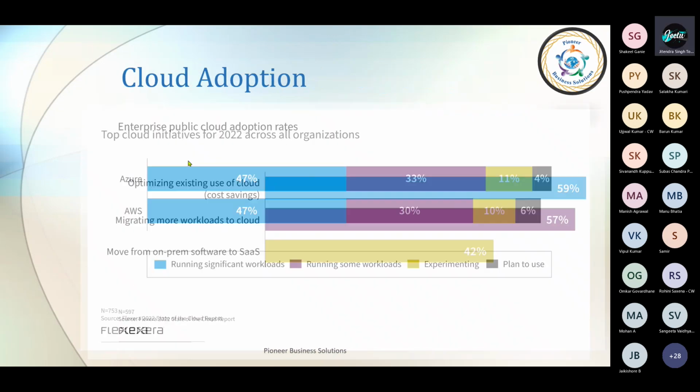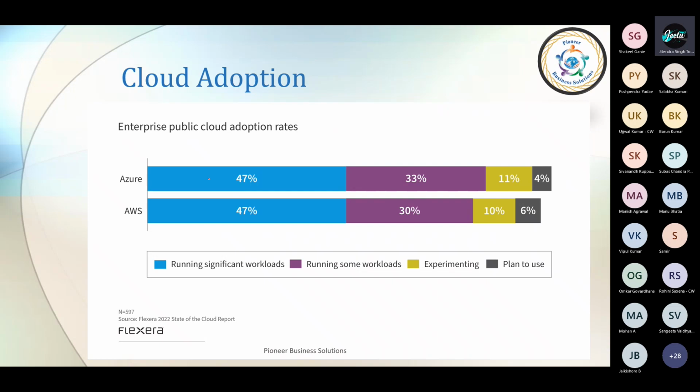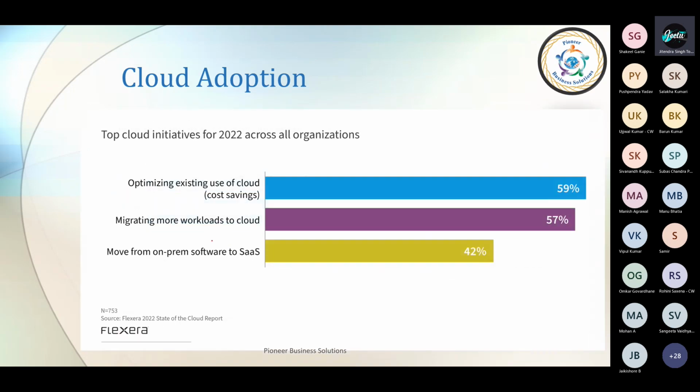So cloud adoption, this is the image which I got yesterday from the internet. So you can see Azure, and you can see how much is running significant workloads. 47% of clients are running significant workloads, running some workload, experimenting, planning to use. Only 4% of people are planning to use Azure out of 100% of productions. And similarly with AWS as well. These kinds of data are globally available. You can go to Google and search for cloud adoption percentage, and you will get lots of websites which give you something like this as well.